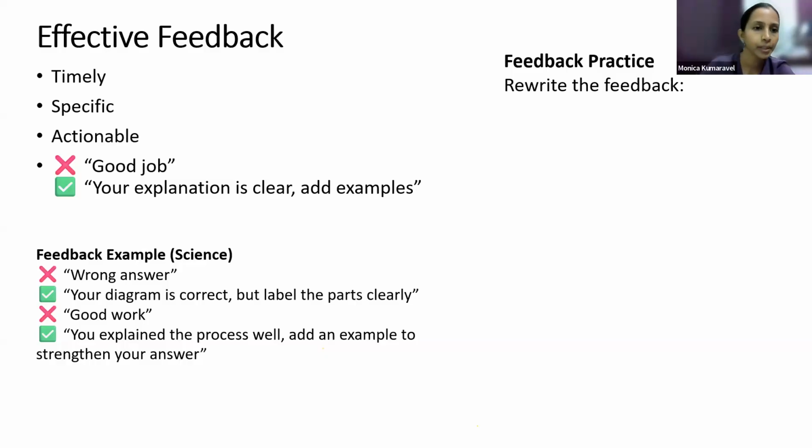Now see the other feedback examples. Instead of wrong answer: your diagram is correct, but label the parts clearly. This is very good feedback for science. Writing wrong answer will make the students lose their motivation, right? So you have to make the student feel more confident, and at the same time be specific about what you are expecting from the students.